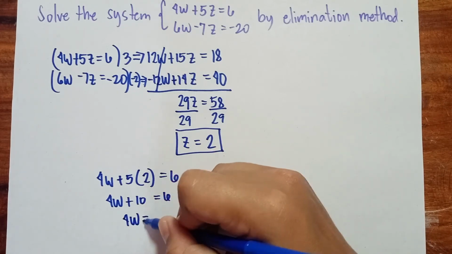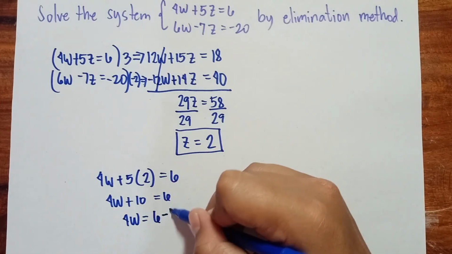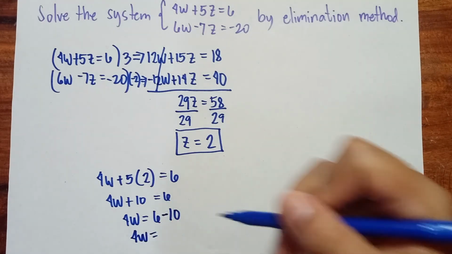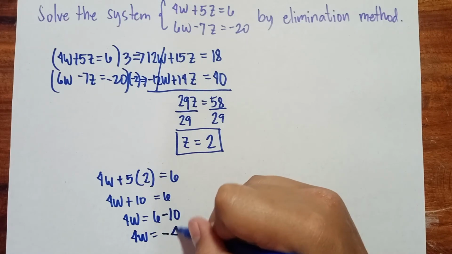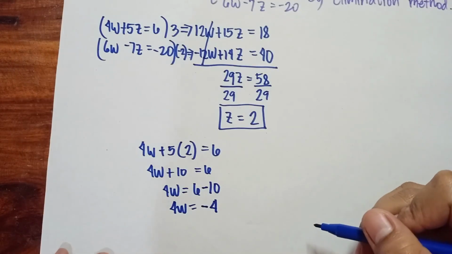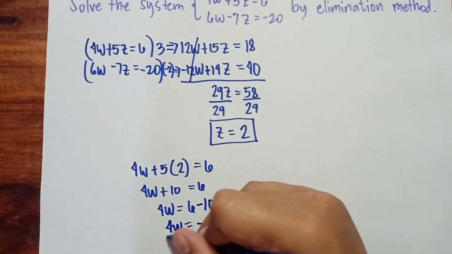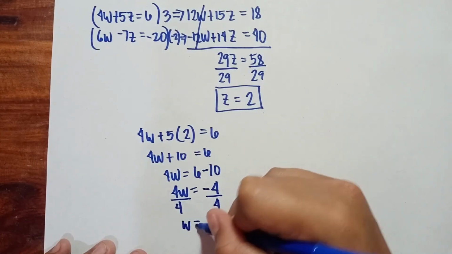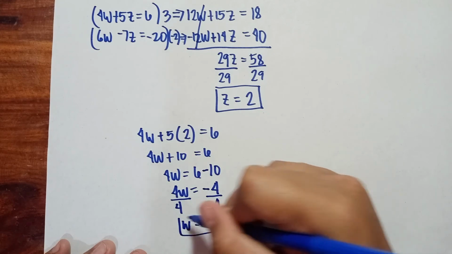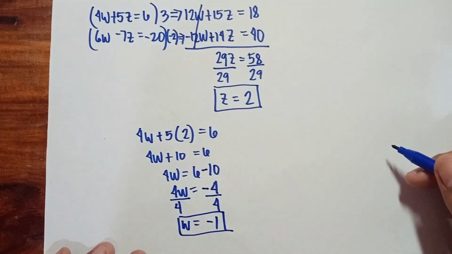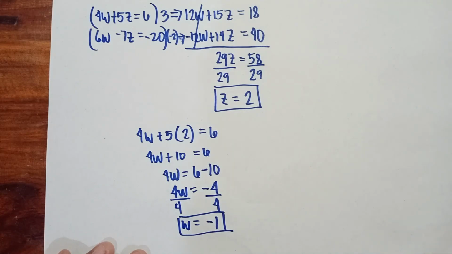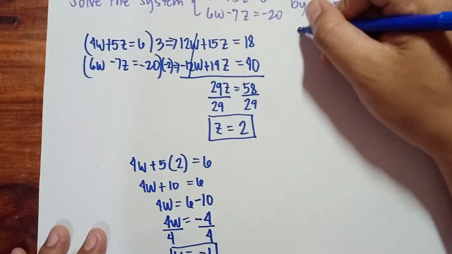So, lipat natin yung 10 sa kabilang side. That is now 6 minus 10. Then, 4W equals 6 minus 10, that is negative 4. So, we are going to divide both sides of the equation by 4 to get the value of W. That gives us W equals negative 1. So, therefore, the value of Z is equal to 2 and the value of W is equal to negative 1. The last step is we're going to check.